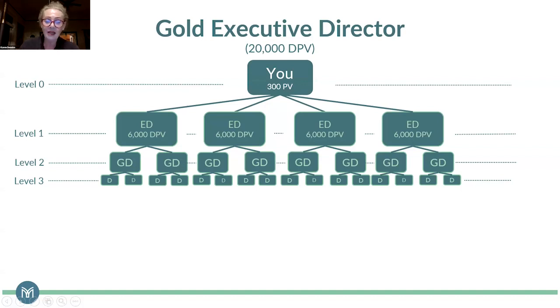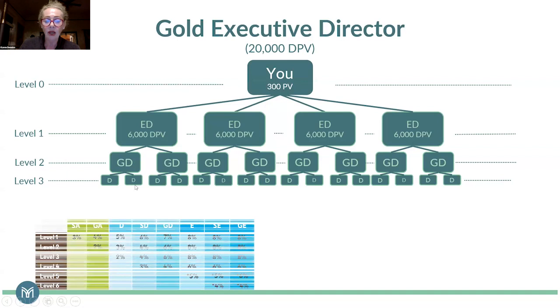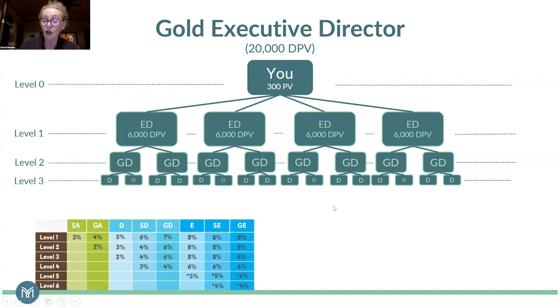Remembering a Gold Director has a volume, no, I won't do that. Maths is too hard there. But I'll just move on. And they've made Gold Director by having 2 directors under them. Okay. And now the uni level bonus increases because with 4 of those executive directors, 6 fours are 24,000, and you need 20,000 DPV to be a gold executive director.